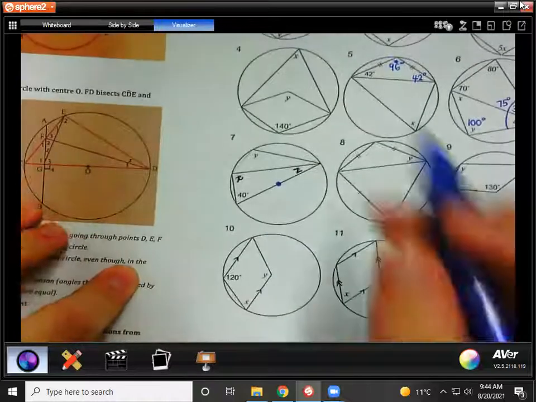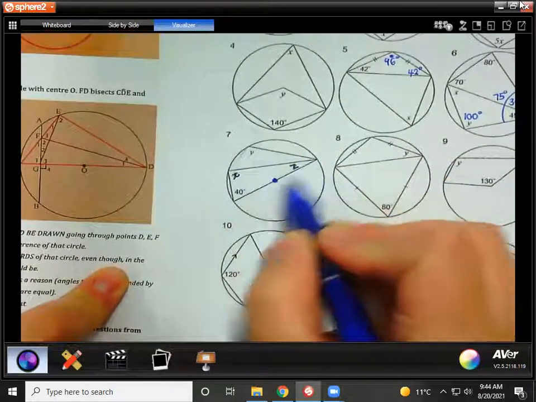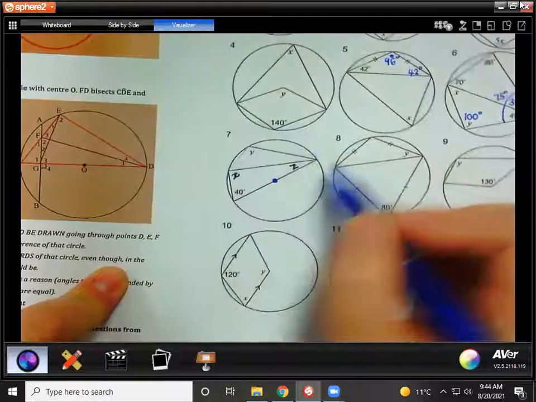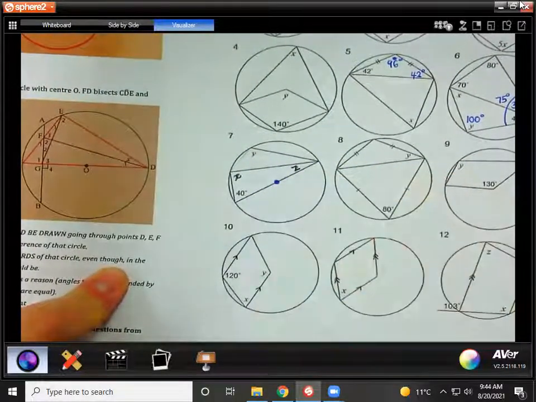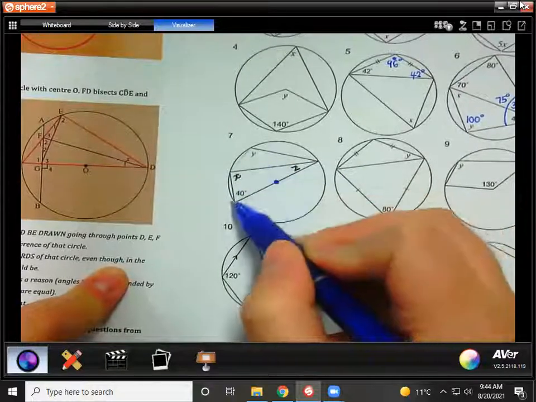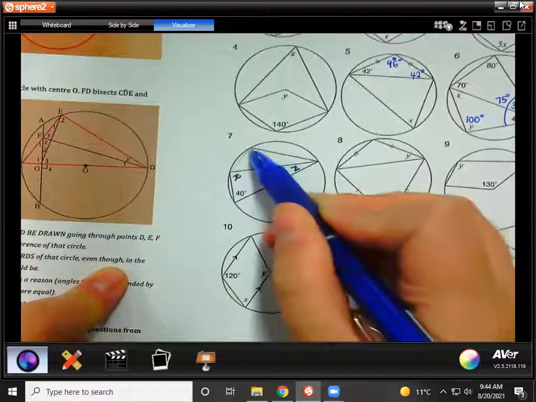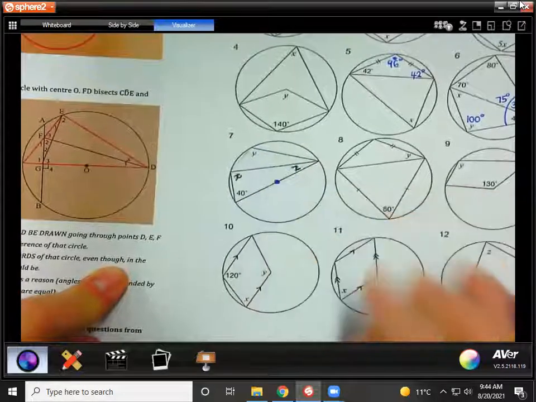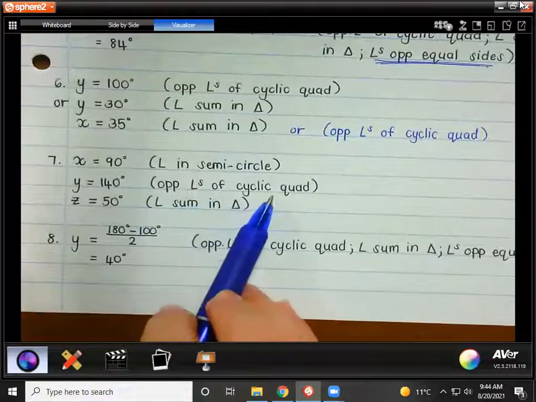Then the one that I kept as y, this one here at the top. Again, now this looks like a funny quadrilateral, but it is still a cyclic quad because all 4 points lie on the circumference. Okay, so those 2 angles are opposite. So if this one is 40, then that one must be 140 because the 2 of them must add up to 180. So y is 140 degrees, opposite angles of cyclic quad.